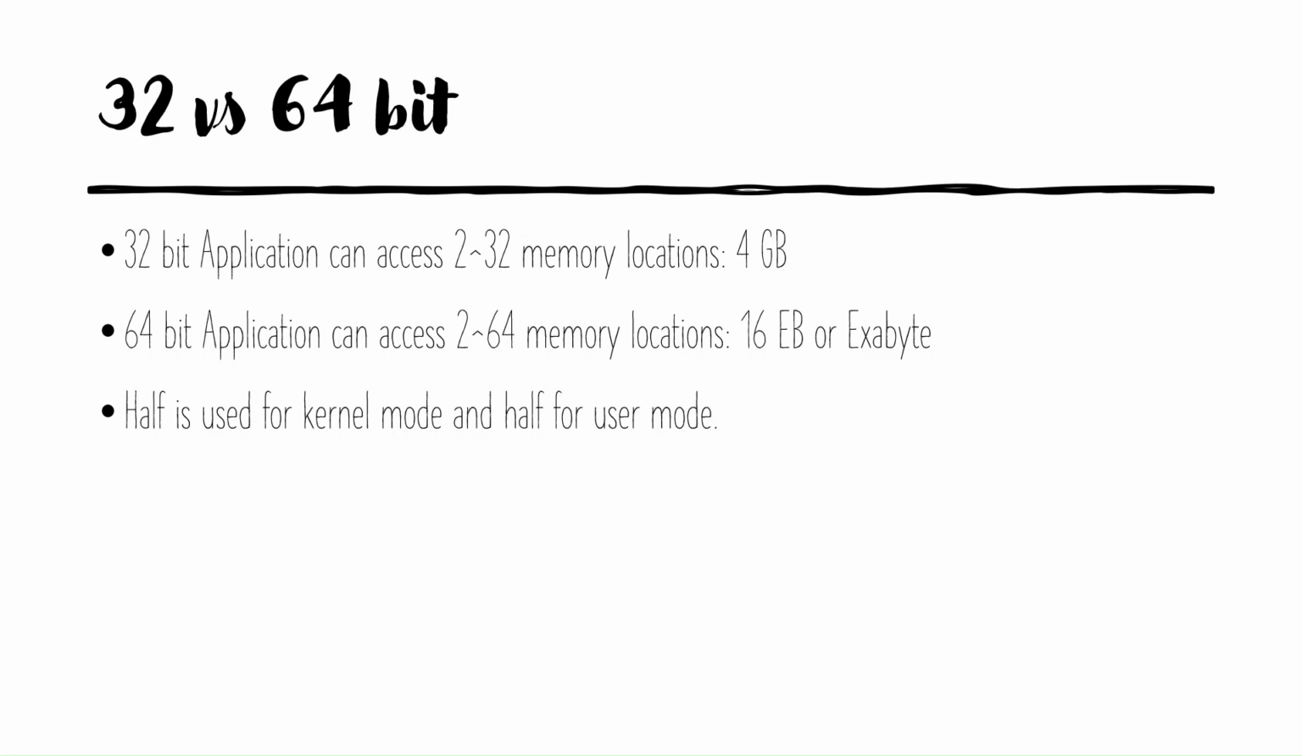Now, what is this magic number 32 or 4 GB? Why is it 32 exactly? And if it's 32, why can't it use more than 4 GB? What is the limitation? What is the restricting factor here that it cannot use more than 4 GB? So let's talk about that.